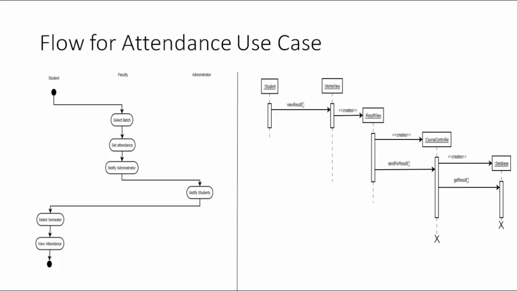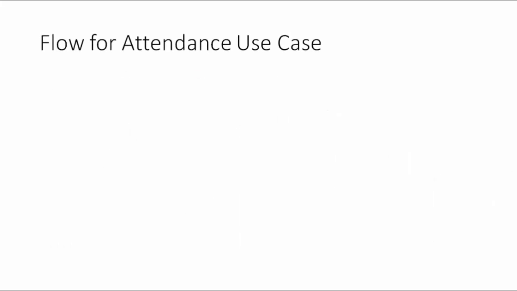Next is the student will submit the request for view result. Now the result view will be generated. To get the details of results, the student result view will talk with the course controller, and the course controller will get the results from the database and will display on the result view use case.